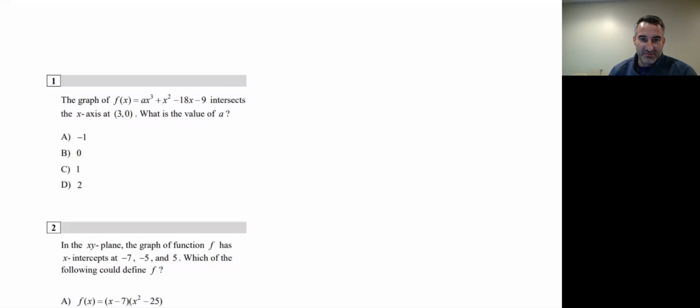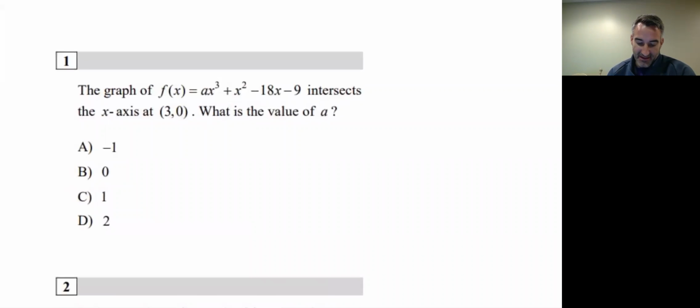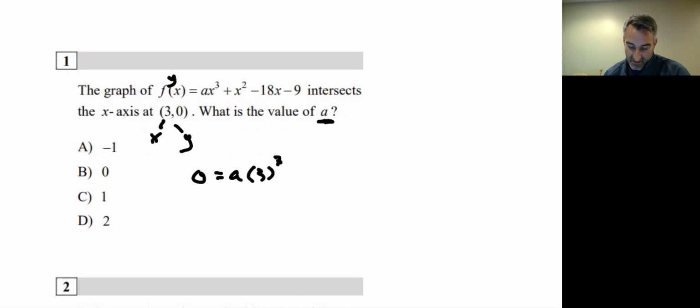The first one here, this one's not bad. This is pretty easy. All right, so now look, they're asking for the value of A. Look, this is X. This is Y. Number one thing I told you guys: most people forget about substitution. So I'm going to do substitution. This is your Y value. 0 equals A times 3 cubed plus 3 squared minus 18 times 3 minus 9.